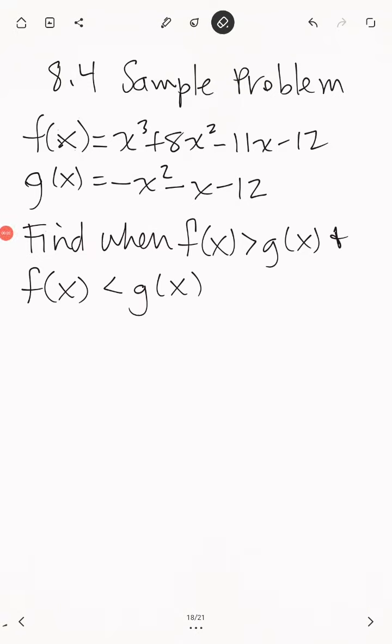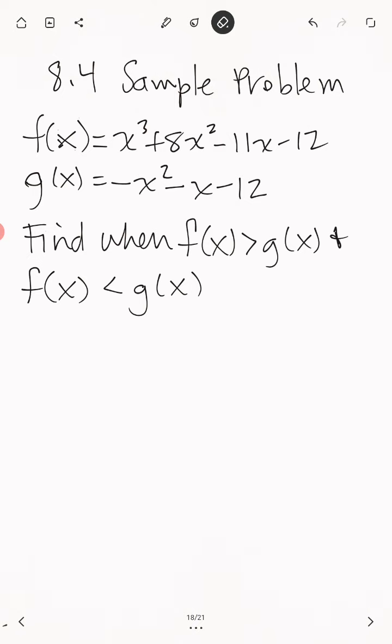Hi guys, this is our sample problem for 8.4. It's a little bit harder than the example in the textbook, so I wanted to make sure I did one that was a bit more challenging for you so you can see all of the techniques that you're going to need to use to do this.